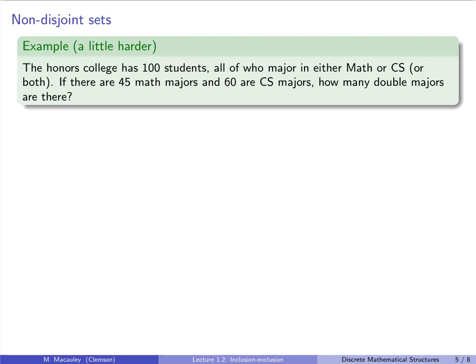Here's an example where we do not have a partition. So the subsets are not disjoint. And I've made this a little bit easier by having only 2 subsets instead of 3. But in the next example after this, I will go back up to 3 again. This is a lot like the example that we saw in the beginning. The Honors College has 100 students, all of whom major in either math or CS. Now we don't have to worry about the universe because every student majors in one of these 2, so there's nobody outside of here.